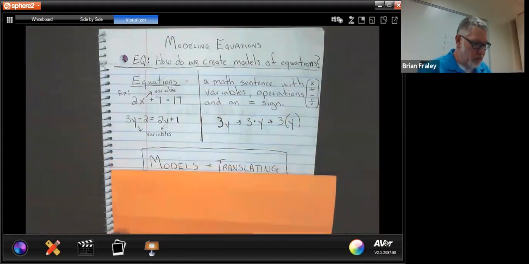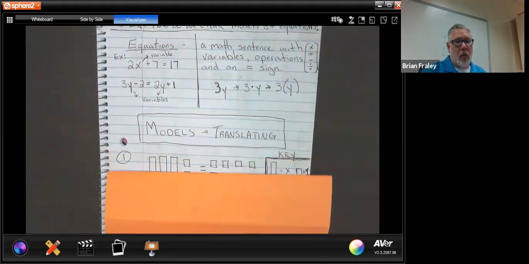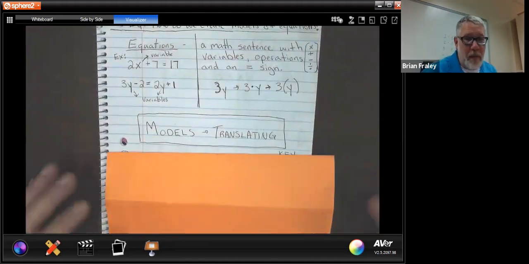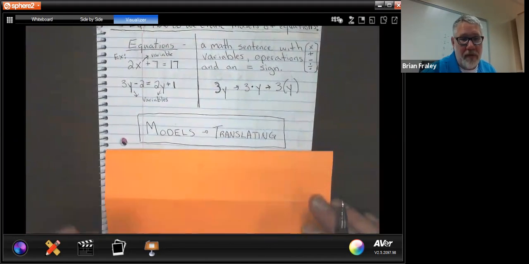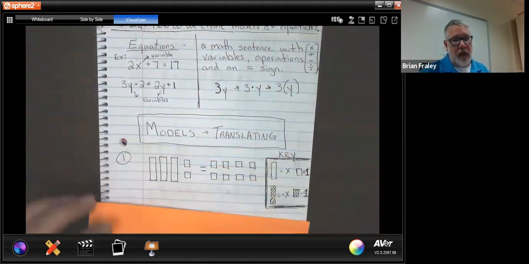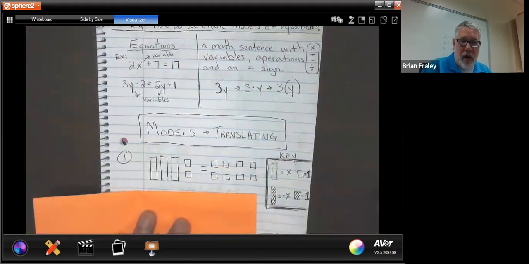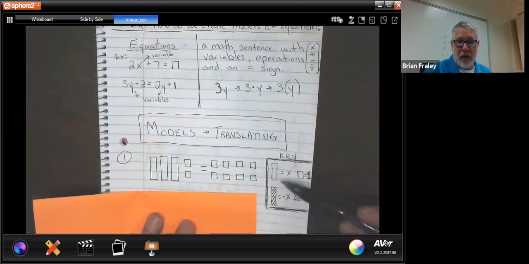Well, let's move on. The first thing we're going to do is models with translating. We're going to translate models into equations, okay? This is the first section we're looking at. Here you see a bunch of rectangles and a bunch of squares, okay? Now you also see a key. This is very important. The key tells you how to read the model.